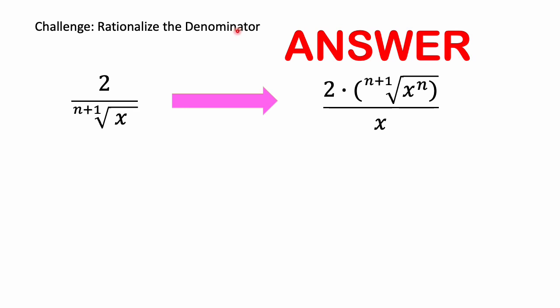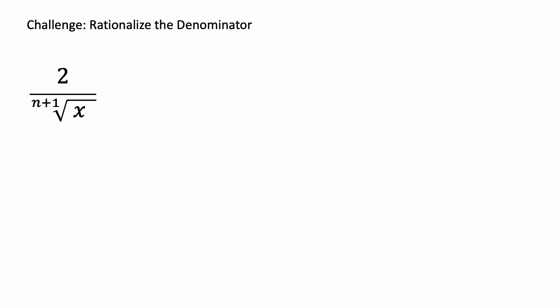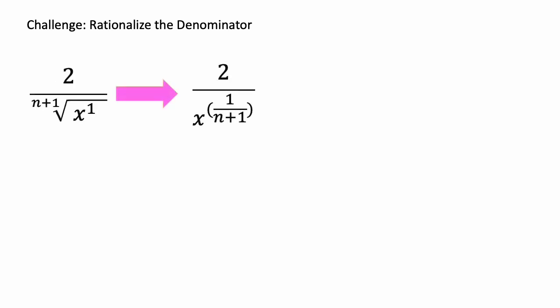Okay, so the answer is 2 times the n plus 1th root of x to the power of n, all over x. And so how we go about this is we start with our expression. We're going to convert the denominator, the n plus 1th root of x, to fractional exponent form, x to the power of 1 over n plus 1. And the n plus 1, the denominator, comes from the index of the radical, and then the numerator of our fraction just comes from the power that x is being raised to.